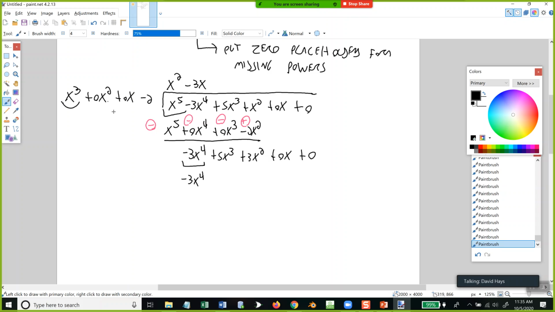Negative 3x times 0x squared, negative 3 times 0 is 0. X times x squared is x to the third. Negative 3x times 0x, negative 3 times 0 is 0. X times x is x squared. And negative 3x times negative 2 gives us a positive 6x.